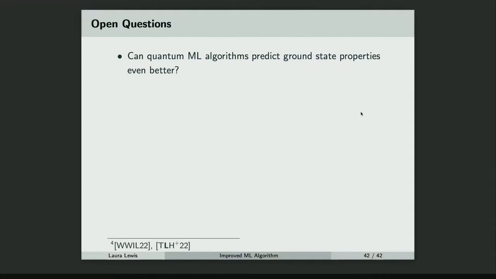There are some open questions. One is, can quantum machine learning algorithms predict ground state properties even better? We don't know yet if there exists a quantum advantage for this task. Another question is, are there any rigorous guarantees for neural network-based algorithms? There has been a lot of work in the references about empirical evidence for good sample complexity scaling when using neural networks. Especially because neural networks are very popular these days in practical machine learning, this is something we might care about. But no one has managed to actually prove a rigorous guarantee for this yet.